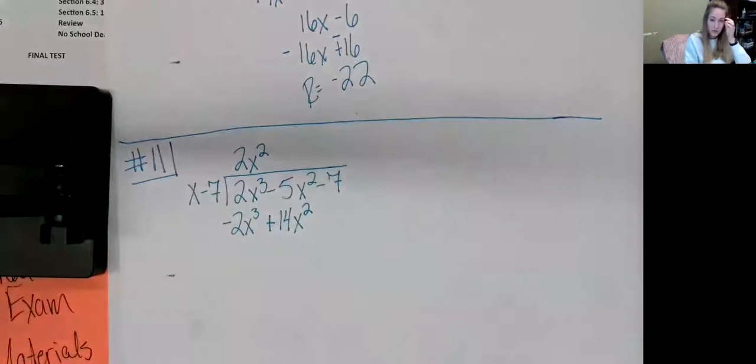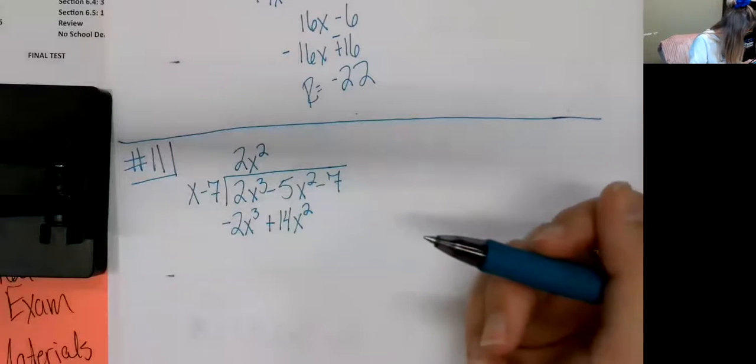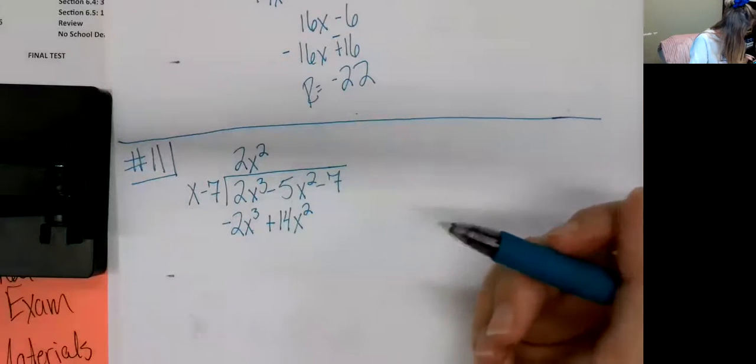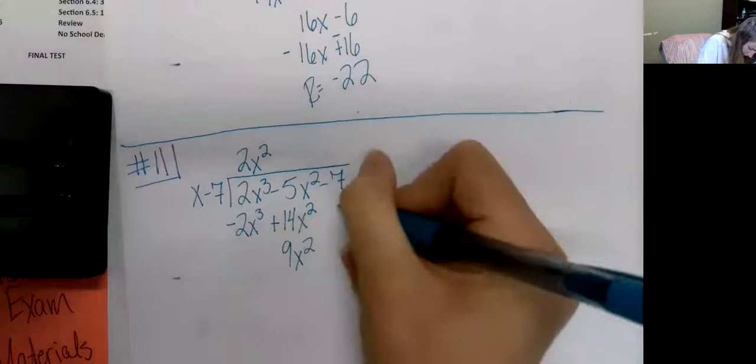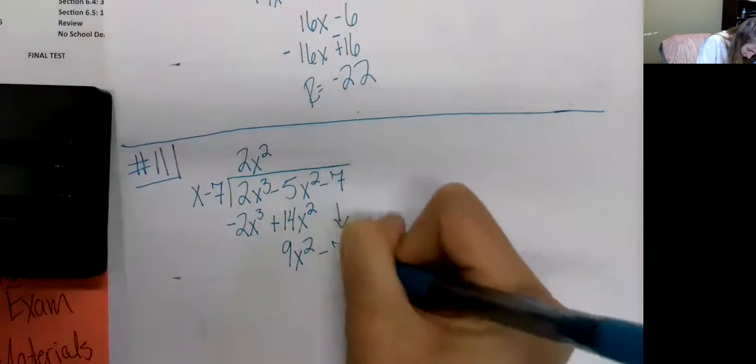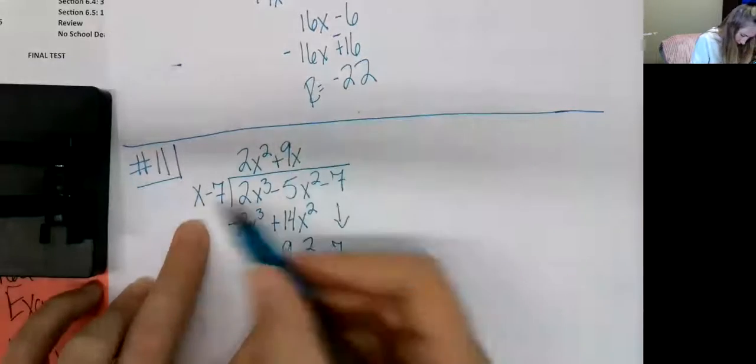2x cubed subtract 2x cubed is 0. Negative 5 plus 14 would be 9. So I'll have 9x squared. We're going to bring down our subtract 7. Now to make these, we're going to have a positive, because this is positive, 9x, because we already have 1x.